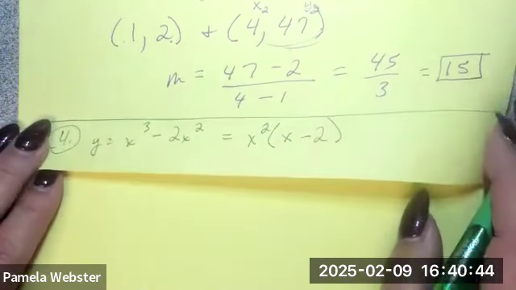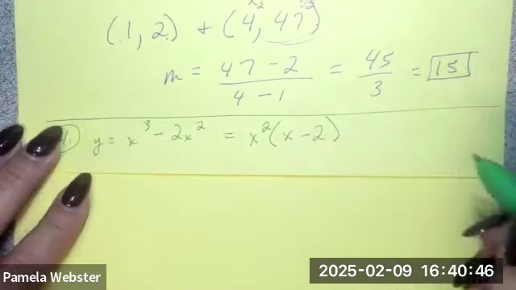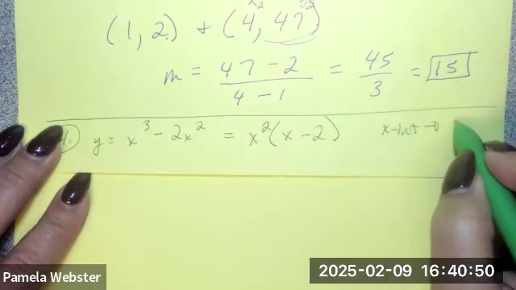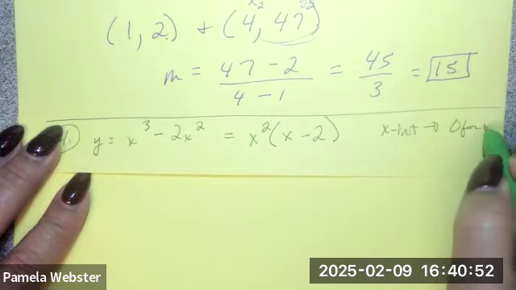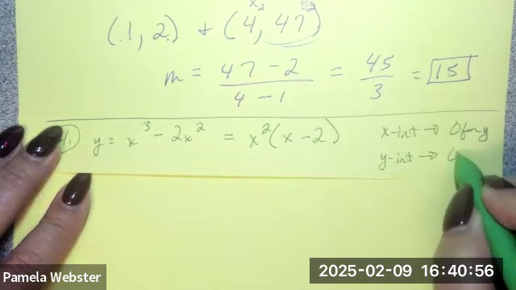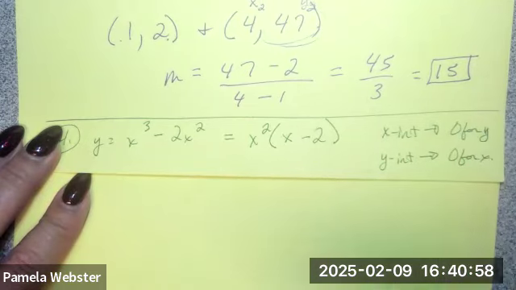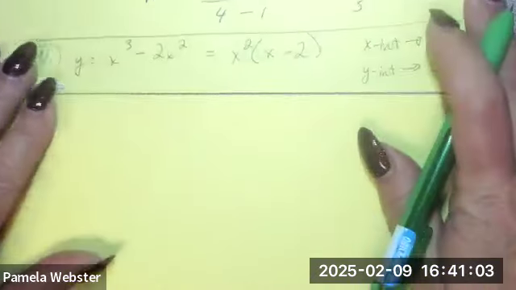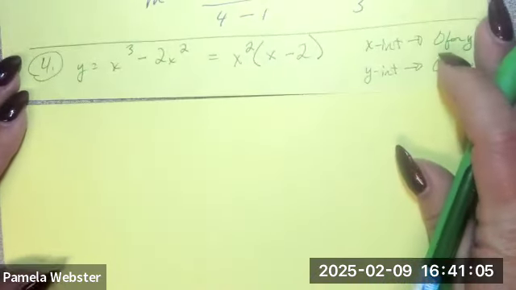And then remember the process for finding intercepts. If you want the x-intercept, you plug in, what is it? 0 for y. And if you want the y-intercept, you plug in 0 for x. So remember, it's always the opposite variable, right? And whichever intercept you want, you plug in 0 for the opposite variable.